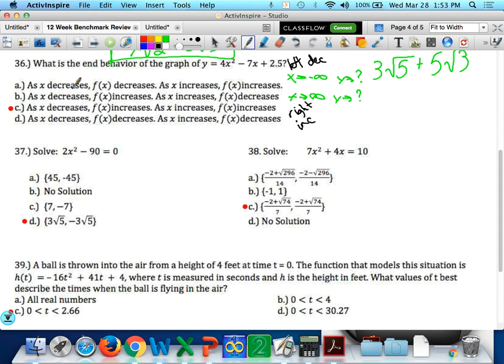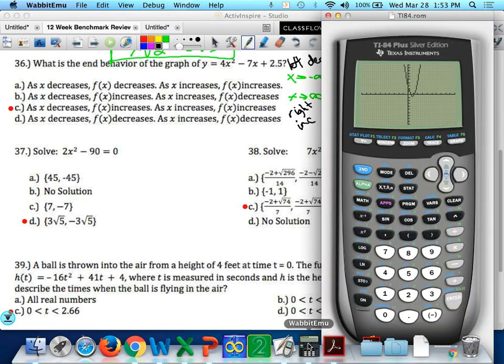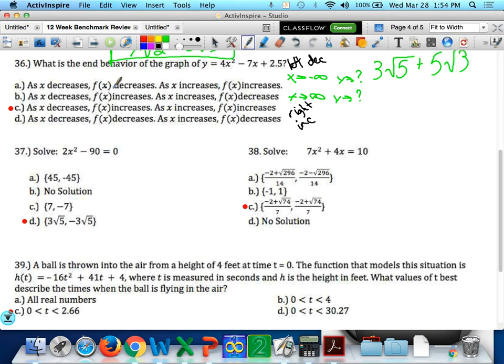So really, these don't have as much to do with it. It's wanting to know, what are the y's doing here? Well, on our graph, I can see my arrows would be right up here, and it would say that my graph's going to go up forever and ever. So as we go further left, our y's are increasing, or our function is increasing. As we go further right, our function is increasing. So we're looking for the ones that say that f of x increases and increases.